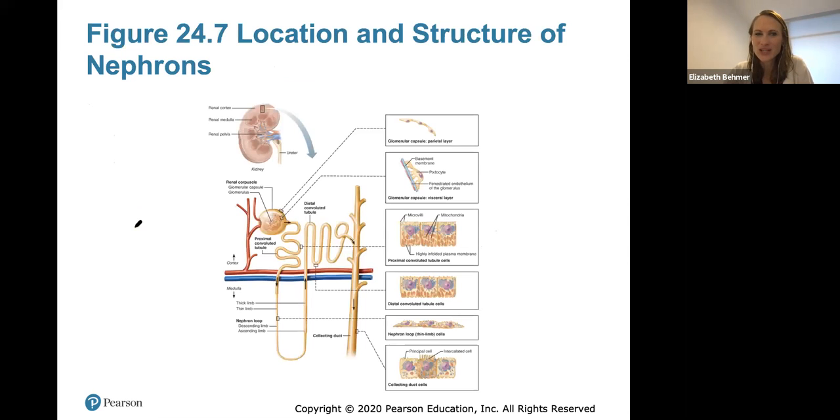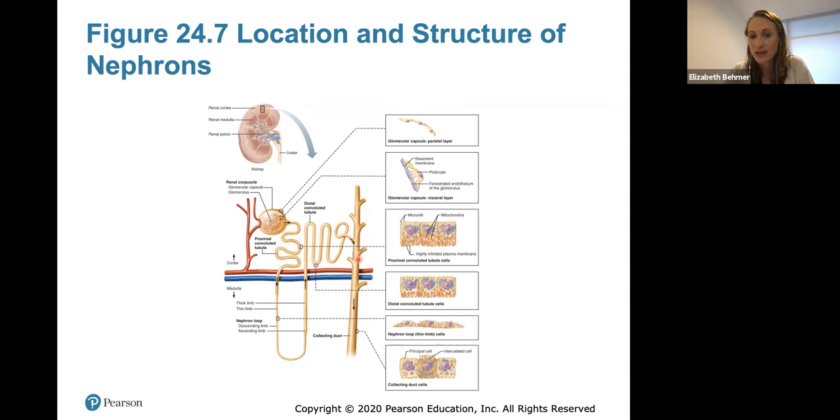So here we have the location and structure of nephrons, kind of what their epithelial layers look like. So again, blood is filtered in the glomerulus as the afferent arteriole brings blood into the nephron. So the glomerulus filters the blood, and then that filtrate travels through this tubular system. And throughout the proximal convoluted tubule, the nephron loop, and then the distal convoluted tubule, things are either reabsorbed back into the body or different things are secreted back into the filtrate, eventually to create urine that's formed into the collecting duct.